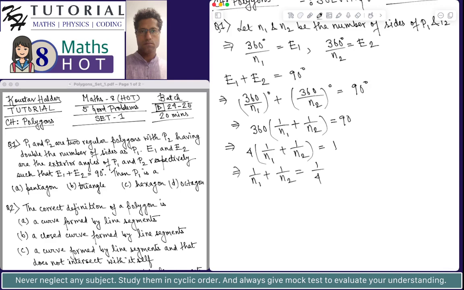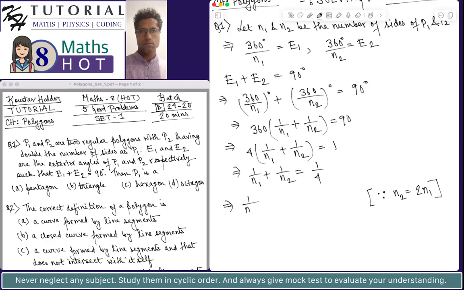Now it is given that P2 has double the number of sides as P1. So we can say, as per our assumption, we know that N2 will be equal to 2N1. Since we have assumed N2 to be the number of sides of P2 and N1 to be the number of sides of P1, and it is given that P2 has double the number of sides as P1, we must have N2 is equal to 2N1.